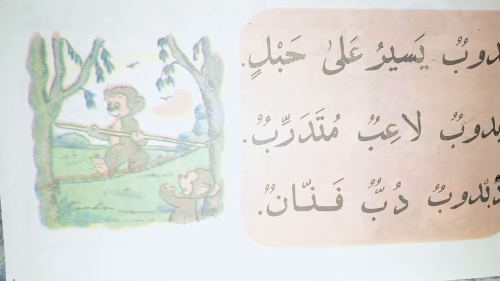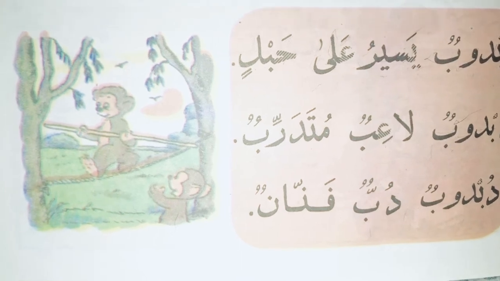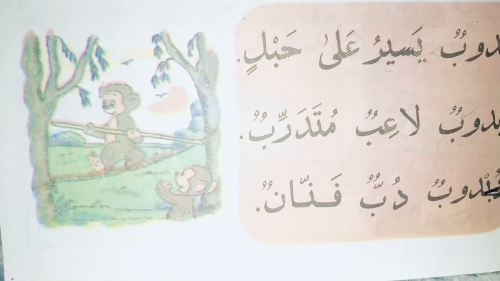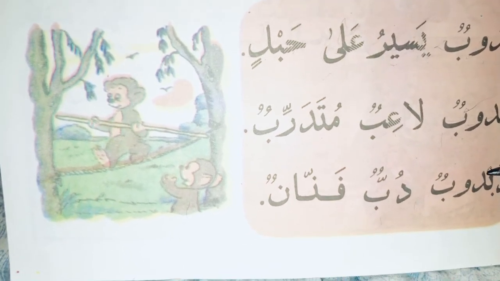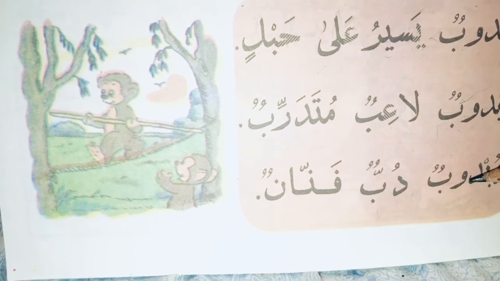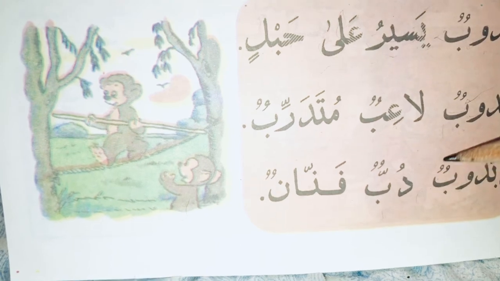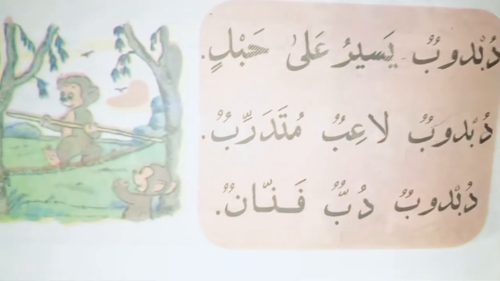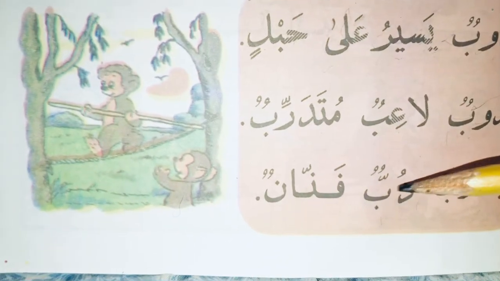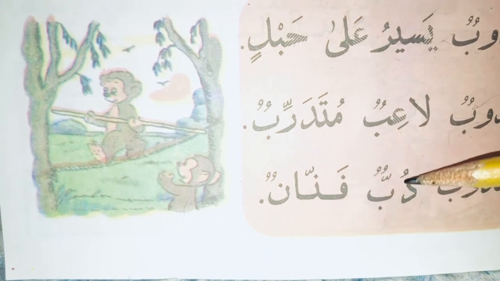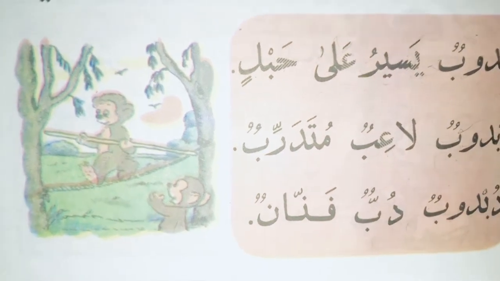Do with one nine or comma on top. B with one period and sukoon. Bun, one period and two nines or two commas on top. Do bun, one nine or one comma on top.